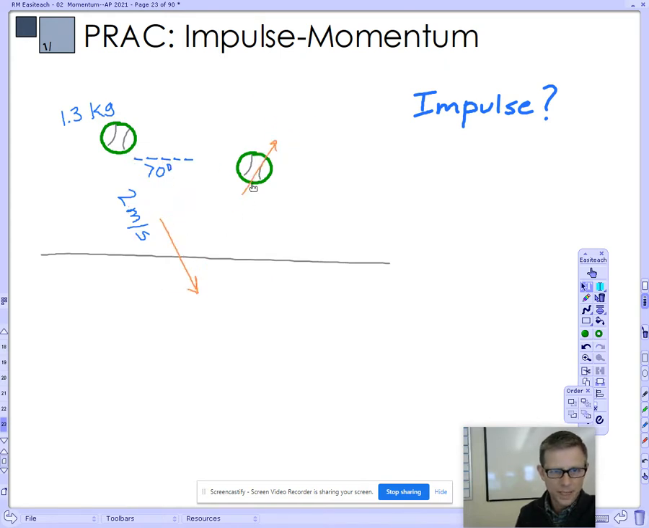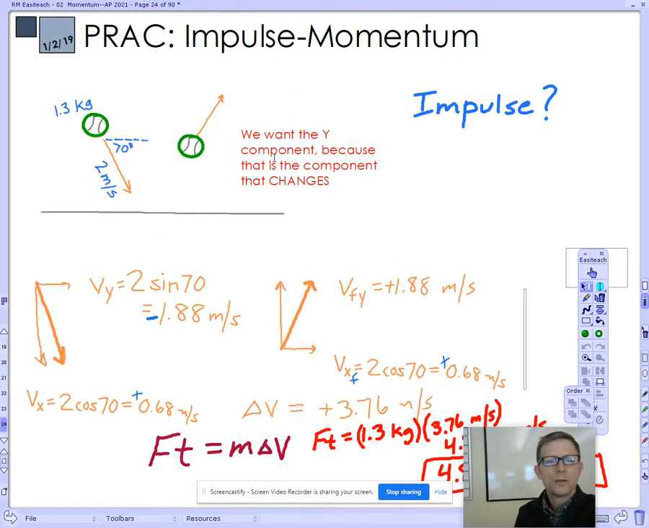Incoming and outgoing speed are going to be the same. 2 meters per second, 70 degrees below horizontal. 2 meters per second, 70 degrees above horizontal. What was the impulse? Here's my answer. We only care about the y component. There's no change in the x component.